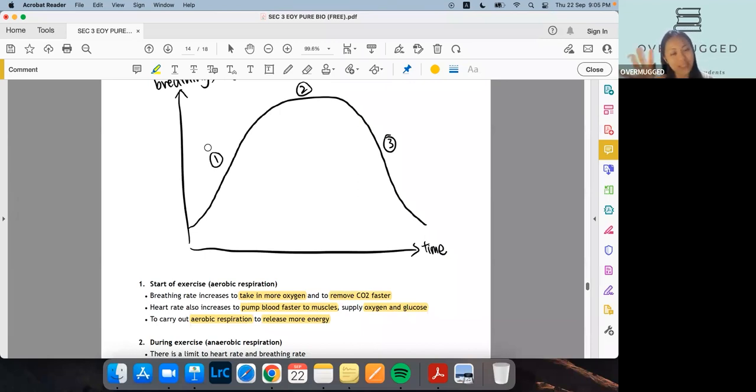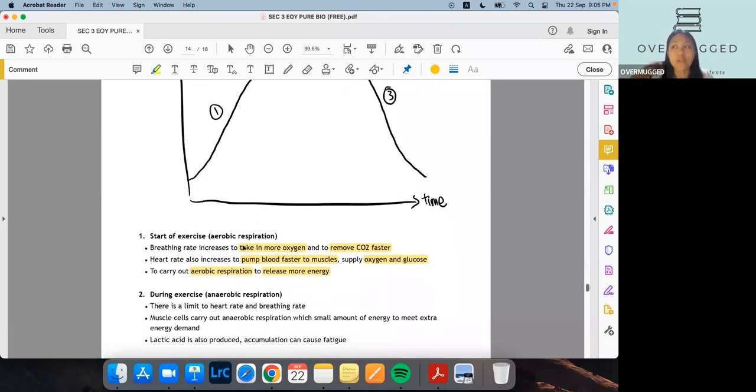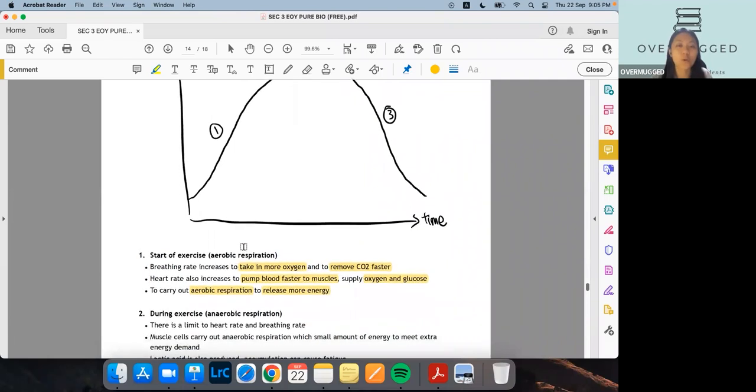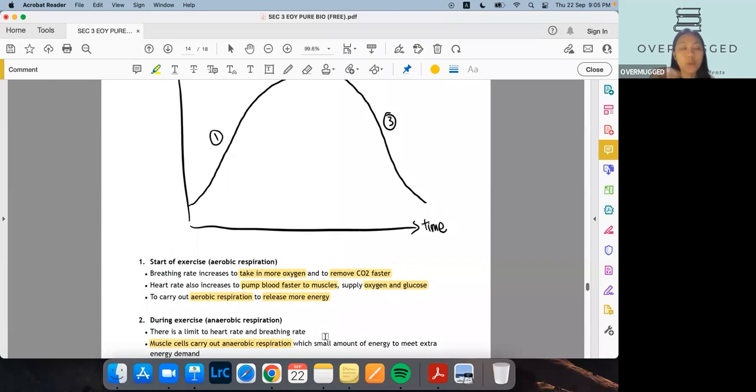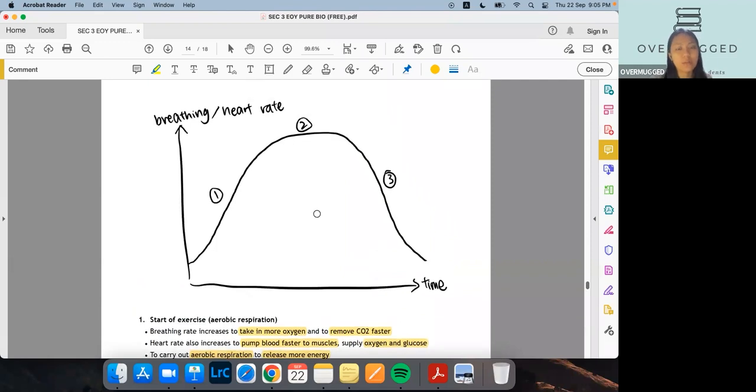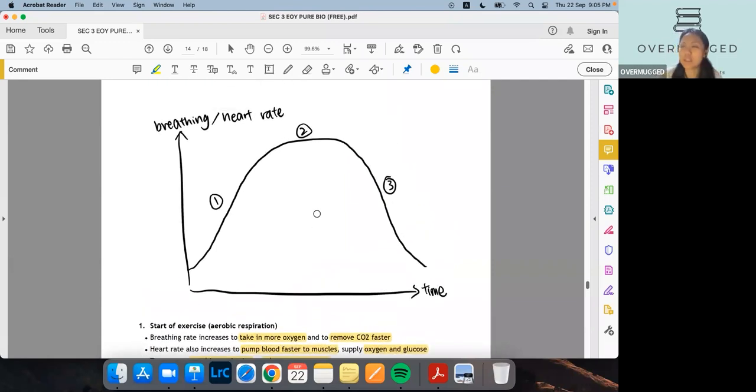But slowly, there's a limit to how much the heart rate and breathing rate can increase. That is when anaerobic respiration will kick in. There's a limit, and we don't have enough oxygen for aerobic respiration. So muscle cells will carry out anaerobic respiration instead, where a small amount of energy is released to meet the extra energy demand. So this is this part. The breathing and heart rate cannot increase further. That's a limit as to how fast our heart can beat and how fast we can breathe. So it kind of plateaus off.